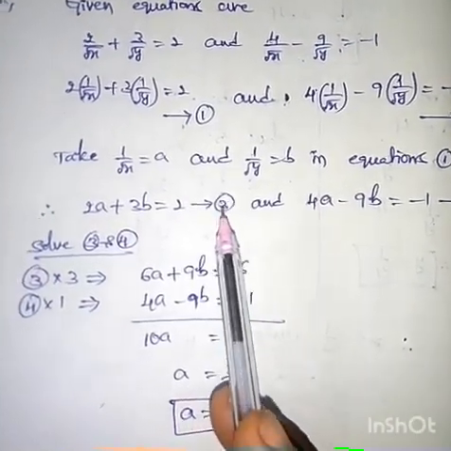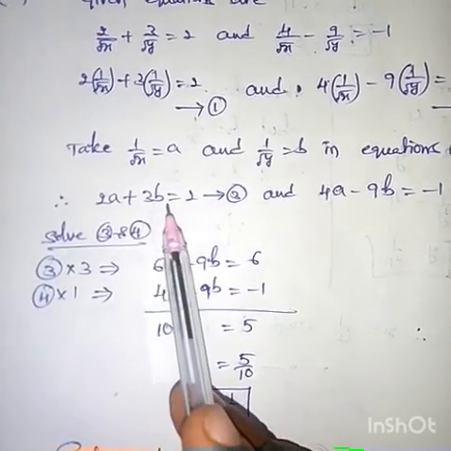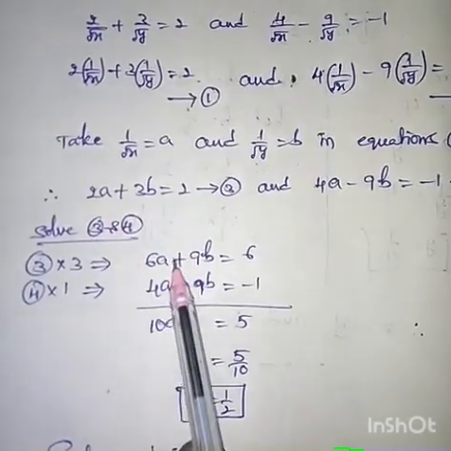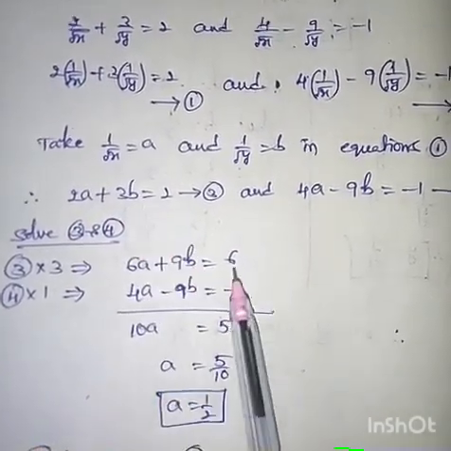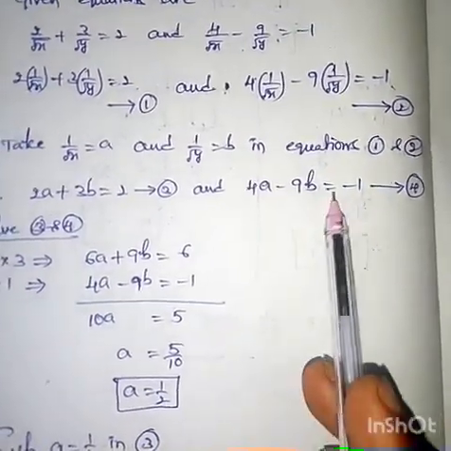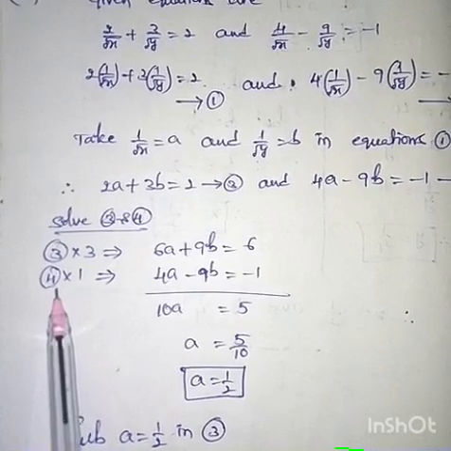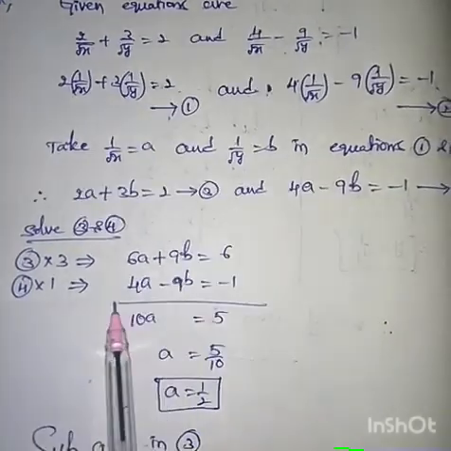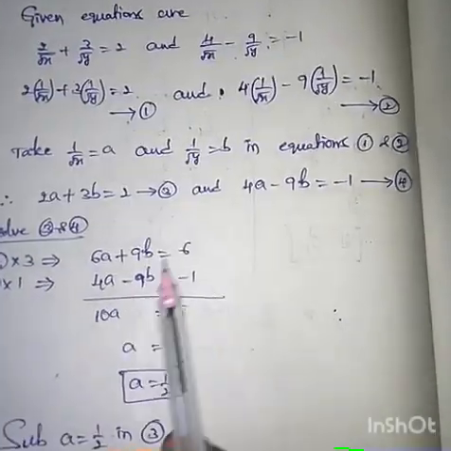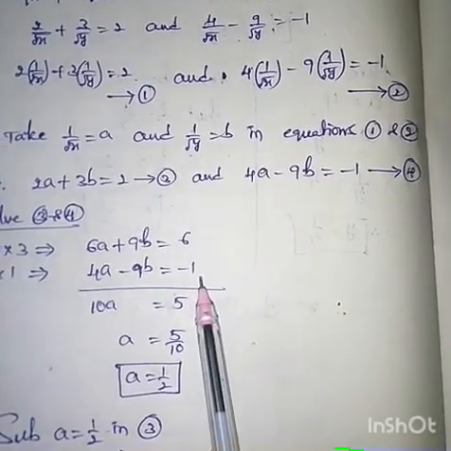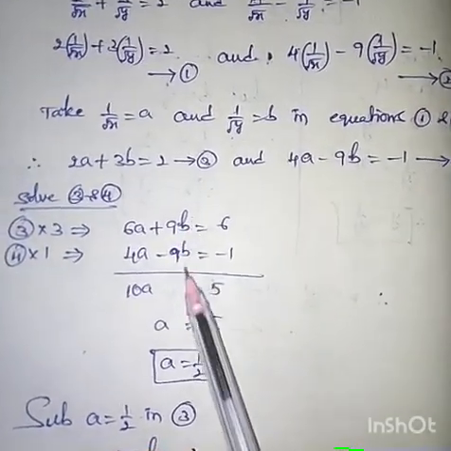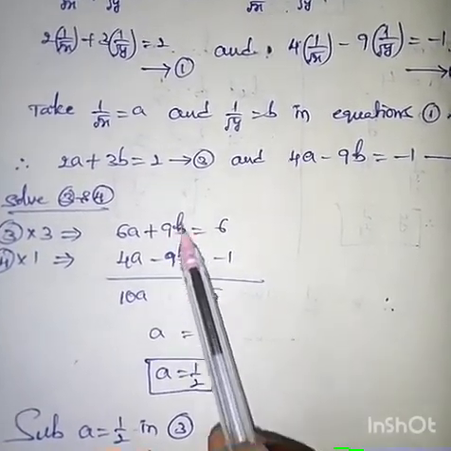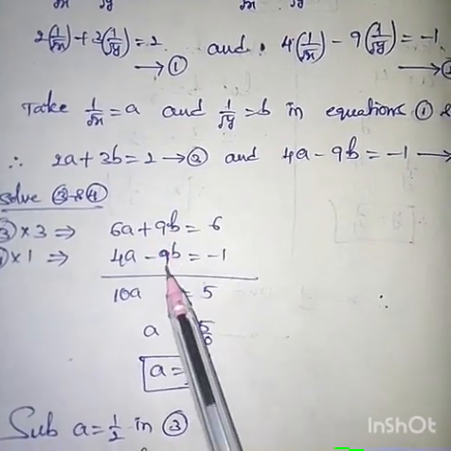That's why I'm multiplying equation 3 by 3 for getting 9b. Okay, so if you multiply equation 3 by 3, we get the values 3 into 2a, 6a, 3 into 3b, 9b, 3 into 2, 6. And I wrote equation 4 as it is. That is, I'm multiplying equation 4 by 1. That means I wrote this entire equation as it is. So that is 4 into a minus 9 into b equal to minus 1. Children, if you observe carefully, here the coefficients of b in the equations are 9 and minus 9.